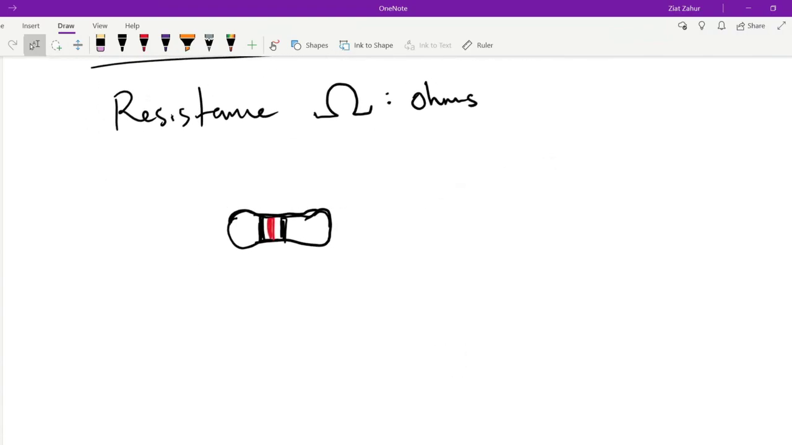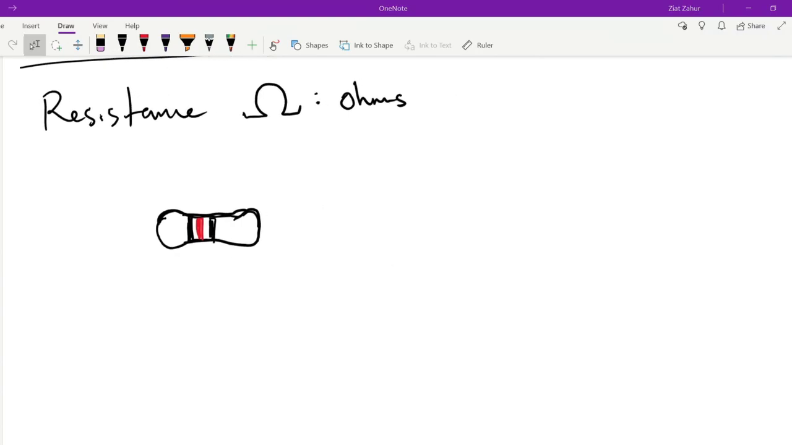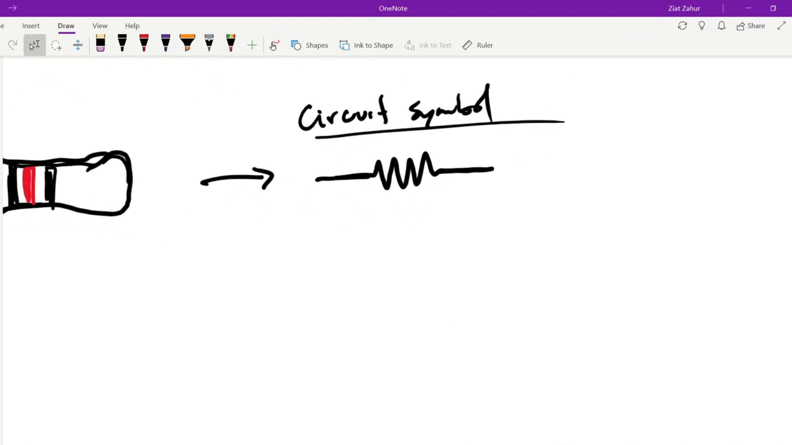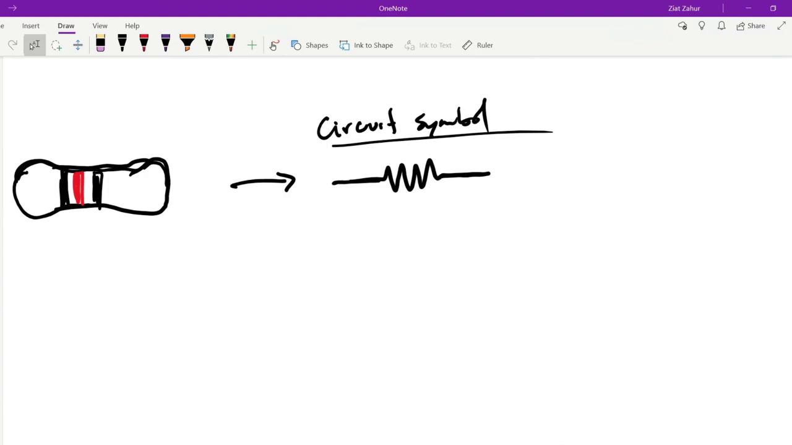But we can represent this as a circuit symbol. And the circuit symbol is very simple. It's a little squiggly thing, a jaggedy squiggly thing here. It doesn't matter how many jagged peaks, mountains and valleys, or trenches you have. It's just a little squiggly thing, and the squiggly thing represents some sort of resistance.